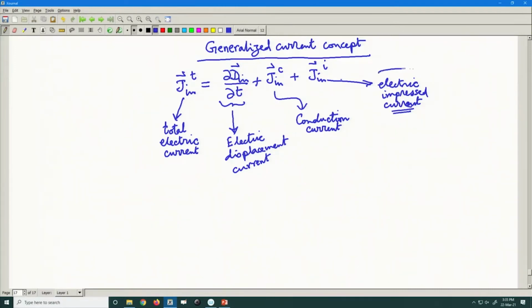So, we will call this equation number 14. If we compare this with equation 1, we will see that the term in equation 1, which is J in, is given by J in C plus J in I. So, it is the impressed current plus the conduction current.